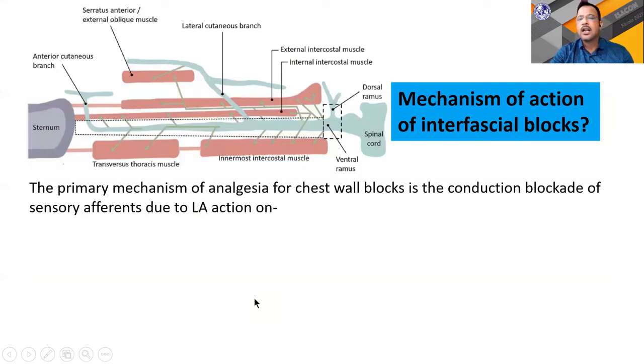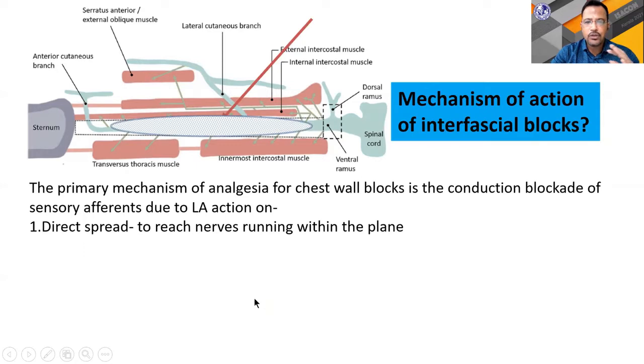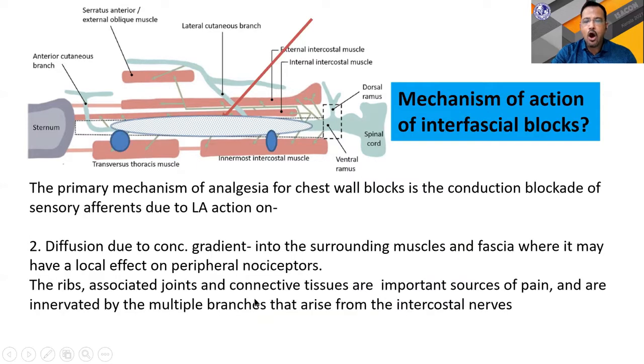It is mainly due to the conduction blockade of the sensory afferents due to the LA action on the direct spread to the nerves running within that plane, or diffusion due to the concentration gradient into the surrounding muscle and fascia, where they act on the peripheral nociceptors. The ribs, the associated joints and connective tissue are important sources of pain and are innervated by the multiple branches of intercostal nerve. So by the diffusion gradient, these peripheral nociceptors of the ribs and associated connective tissue are blocked.